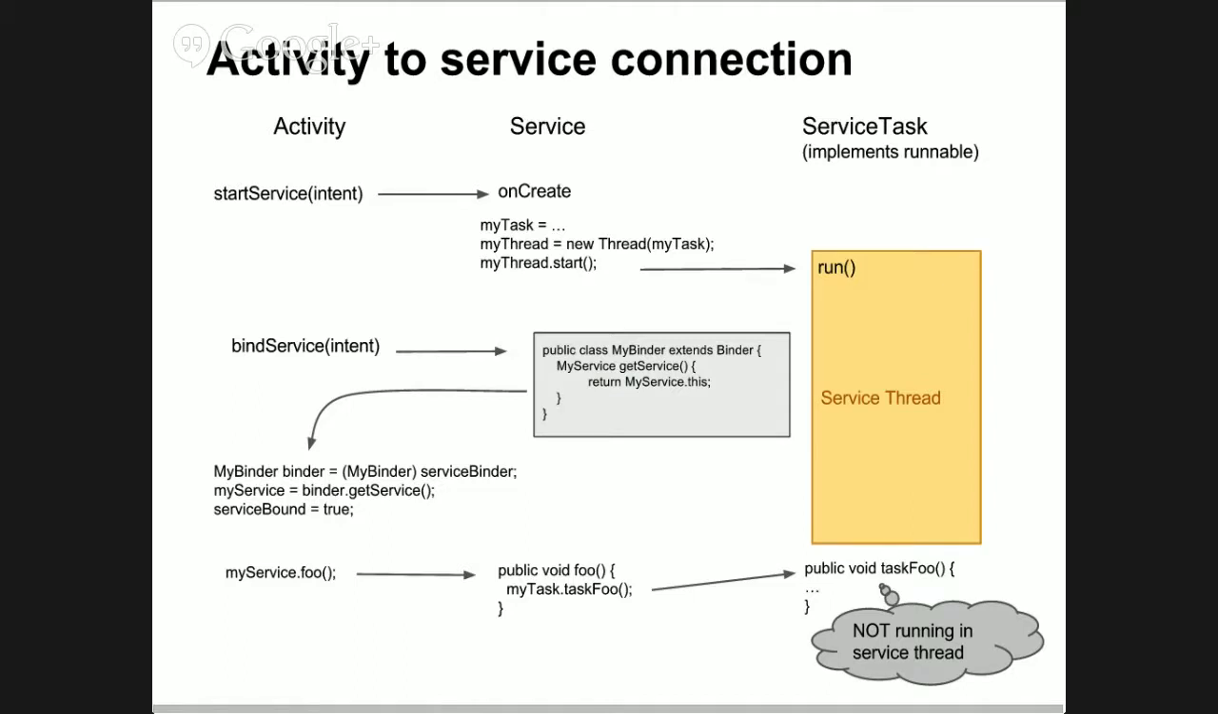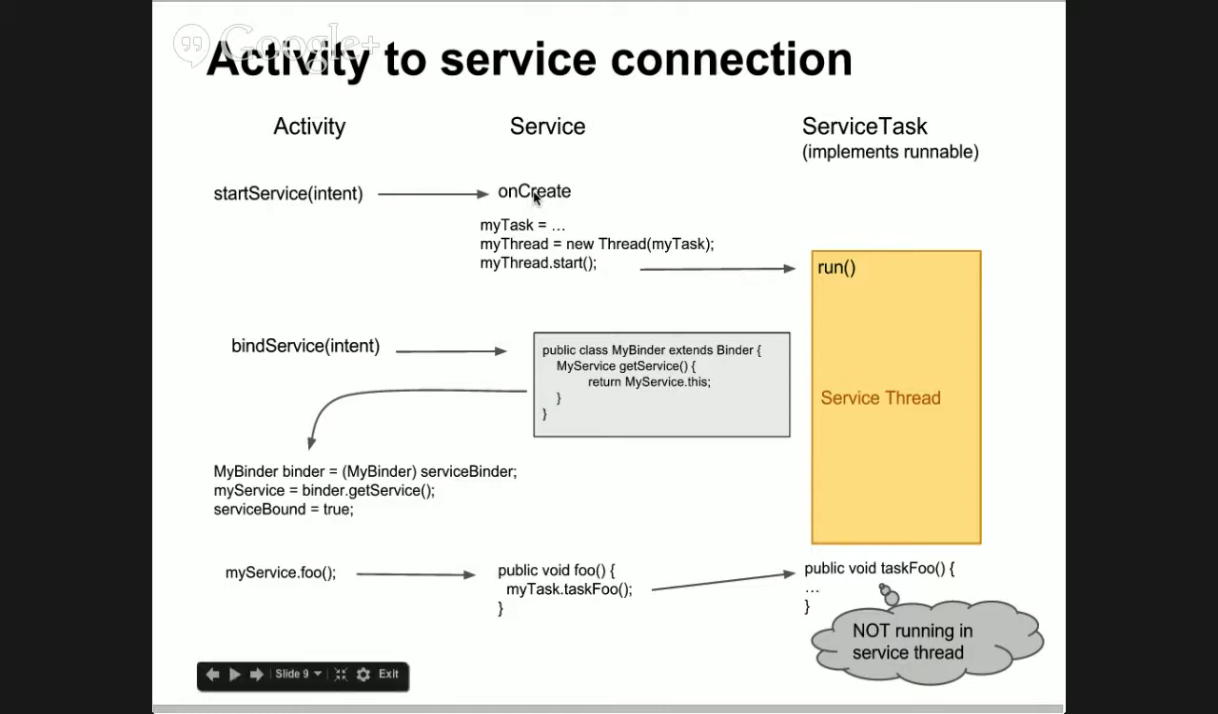There are essentially three players, as I mentioned last time. There is the activity, there is the service, and there is a service task, which implements runnable, and it will be run in its own thread, right? So let's look at what happens. The activity calls start service. This calls onCreate on the service.